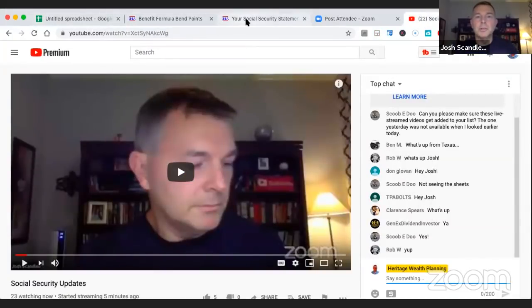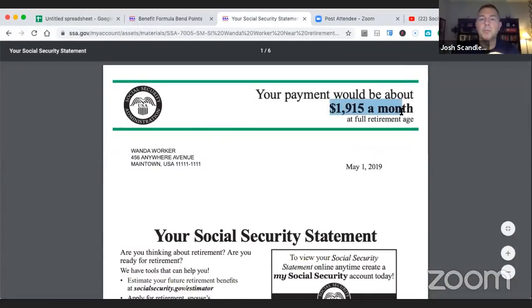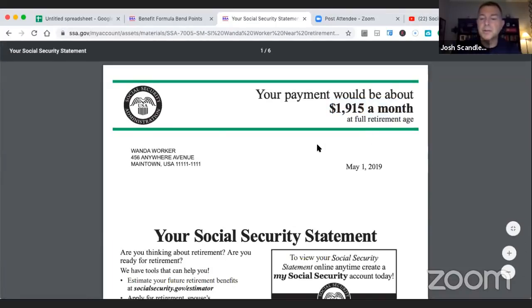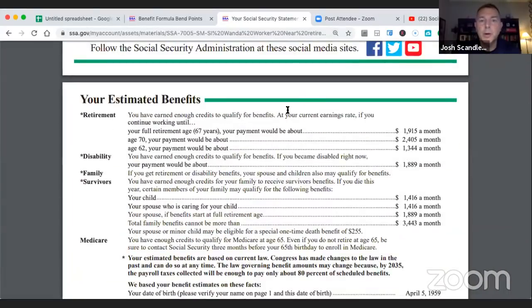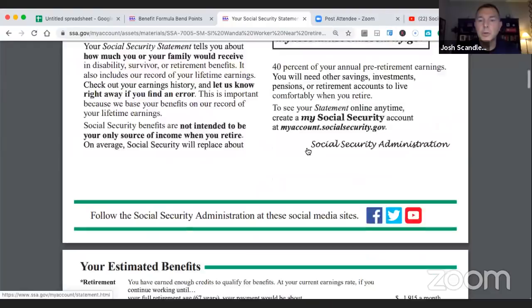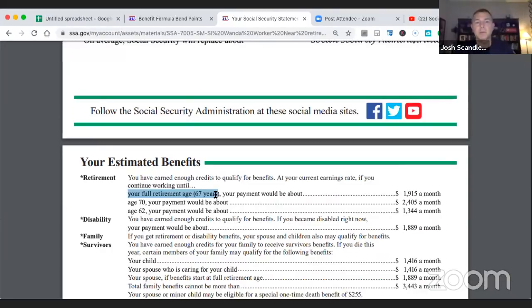All right, so let me just show what I was doing here. I was going to Wanda Worker's statement, and this is $19.15 a month is what she's going to get for her Social Security benefit at her full retirement age, if she continues to work until her full retirement age. It says very explicitly right here, at your current earnings rate, which is right here, $48,642, you will get, if you continue working until your full retirement age, they're saying 67 years, I don't know why, 66 and 10 months, but whatever, you'll get $19.15.